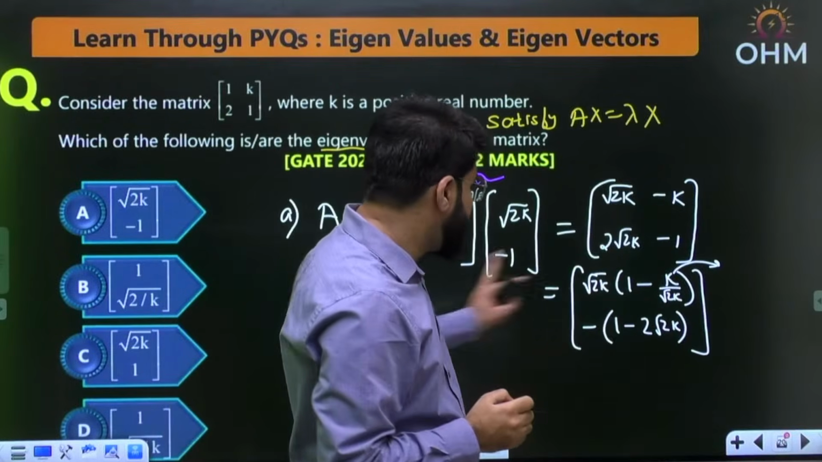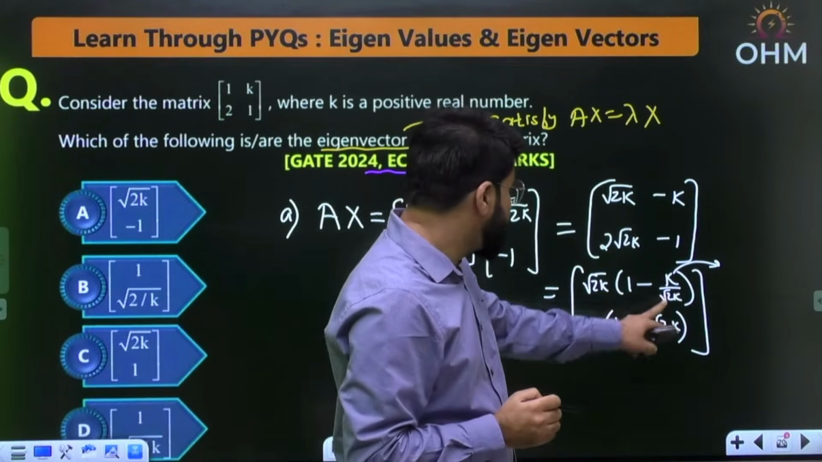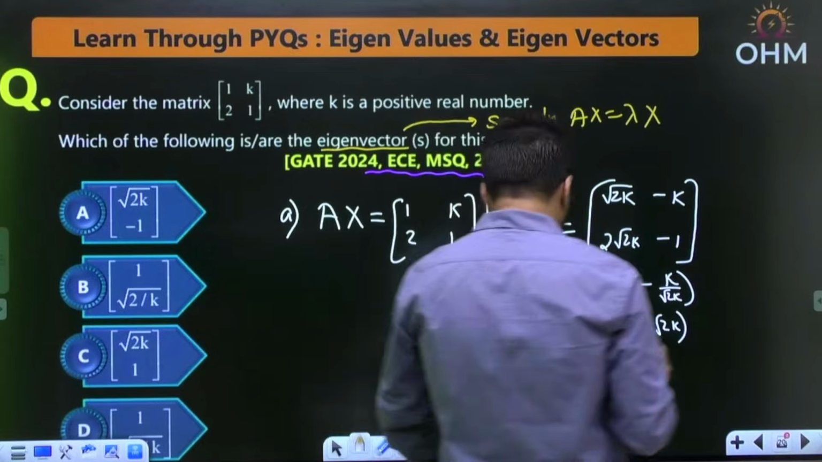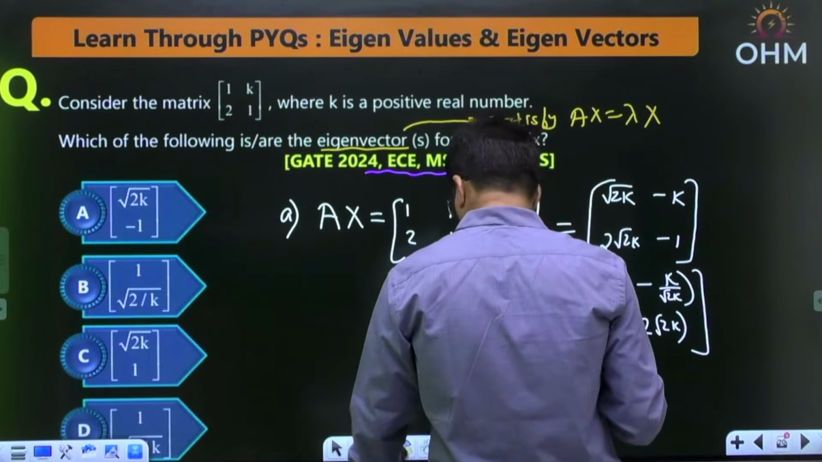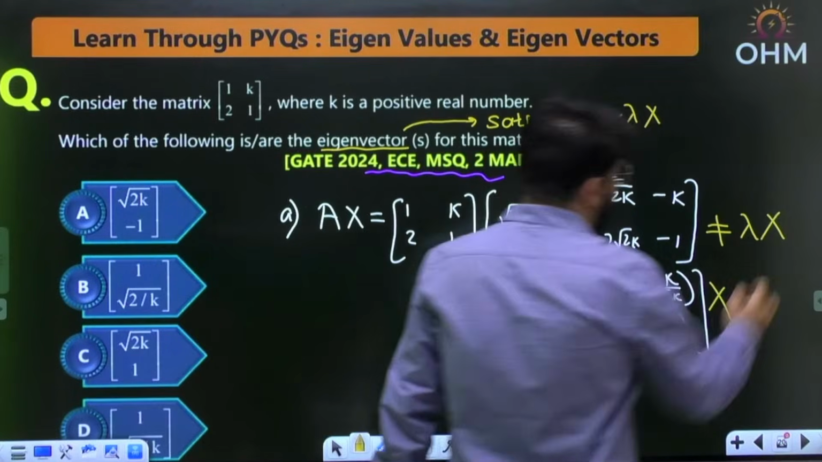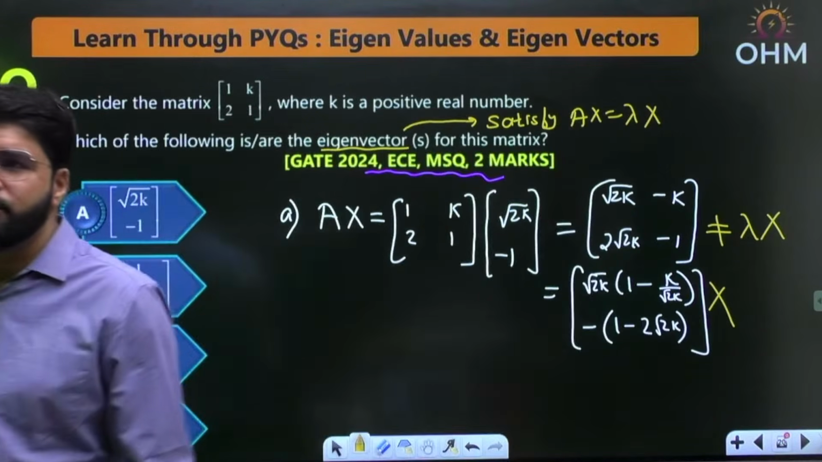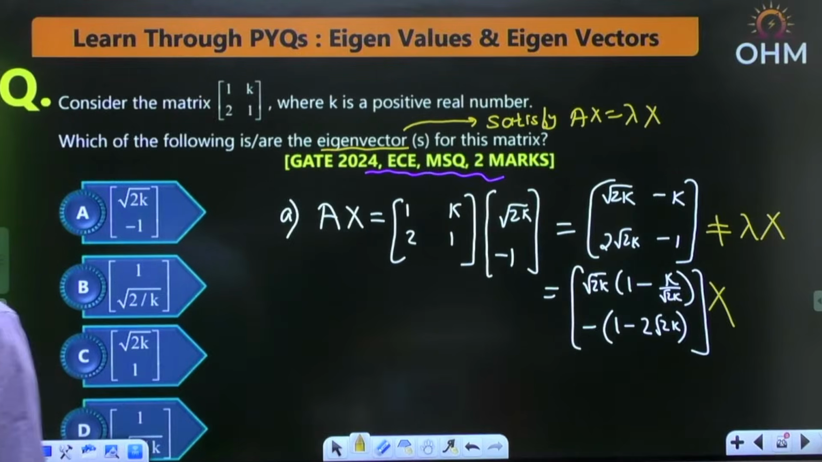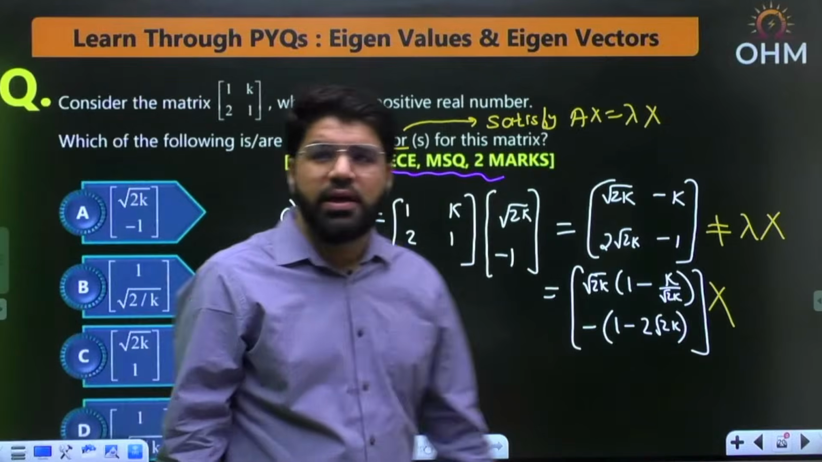If these two were equal, I'd take common, because this would be root over k by 2. But anyhow, this is not matching, so this is of no use. This is not equal to lambda x. Got it? Option A is not correct. Option A, not take.